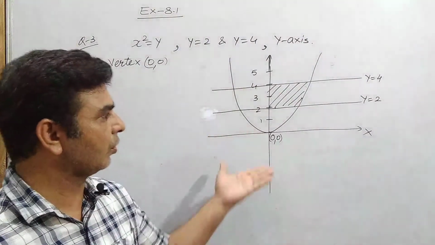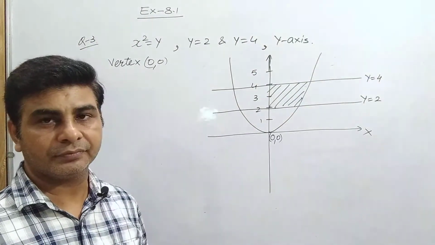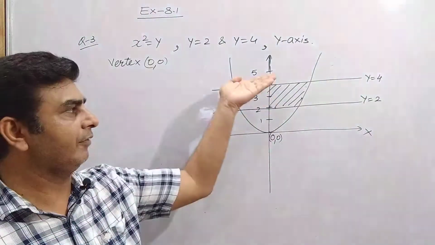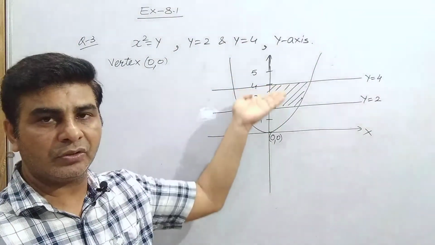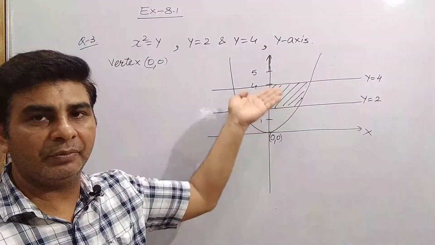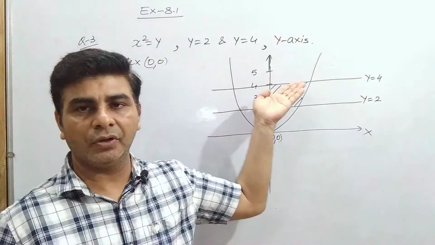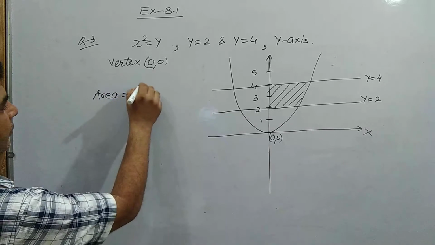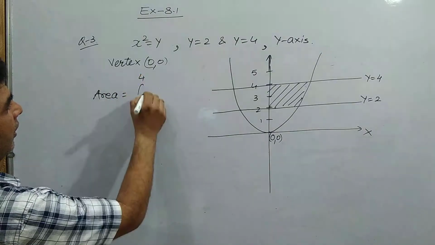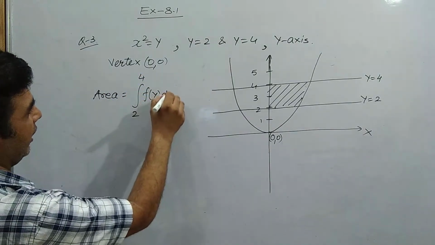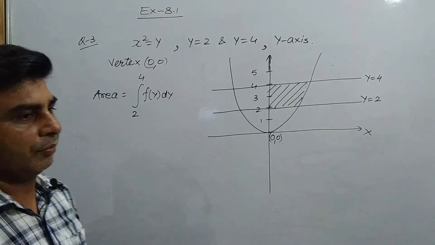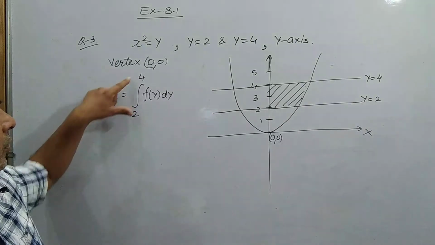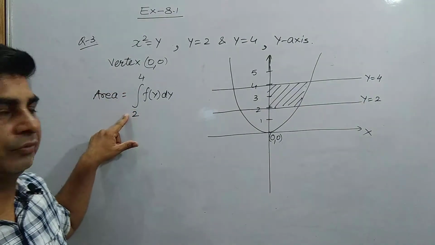Let's see. Along the y axis, the area starts from the point y is equal to 2 and ends at y is equal to 4. So naturally the integration limits will start at 2 and end at 4. So the area of this bounded region will be the integral from 2 to 4 of f of y dy, because this is symmetric along the y axis, and the limits which we have set are for the y variable.